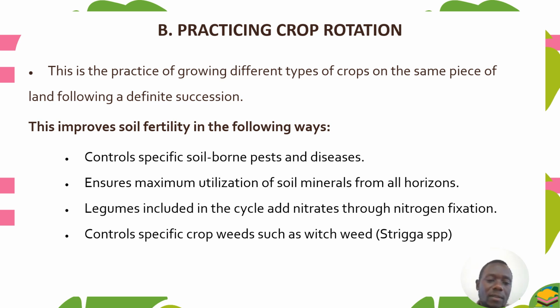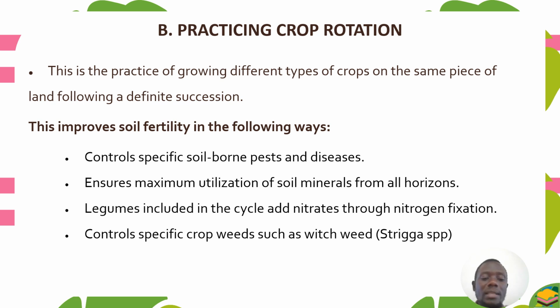So it's very important. Then it ensures maximum utilization of soil minerals from all horizons. So there is maximum utilization of all nutrients, all minerals from all horizons, since if you are rotating, you find that some crops are deep rooted, others are shallow rooted. So all the minerals will be utilized in all horizons.